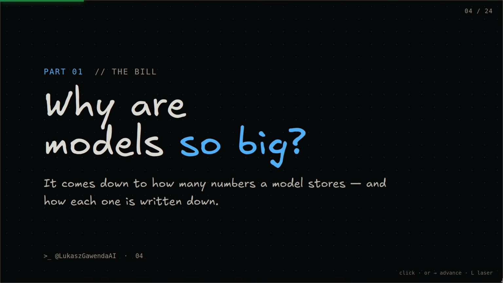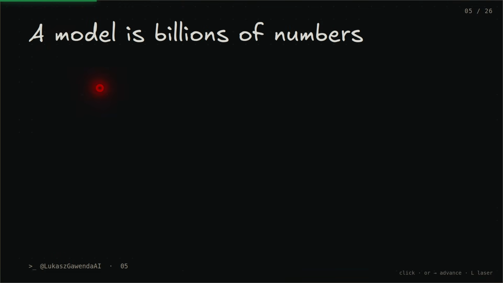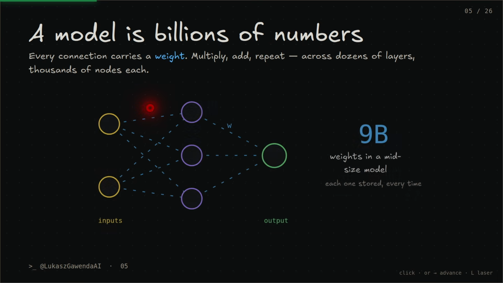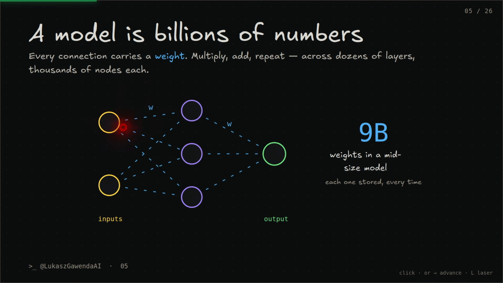So why are models so big? It comes down to how many numbers a model stores and how each one is written down. Now let's look at the model. Large language models contain billions of numbers. And what are these numbers?